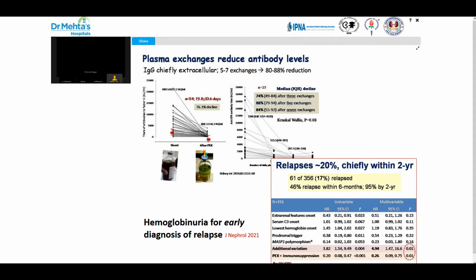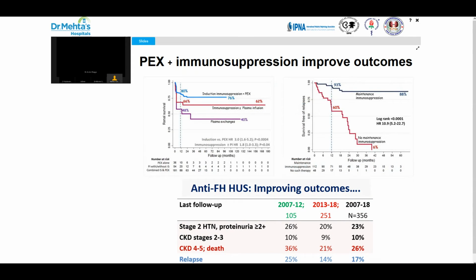What we also showed, in our large nationwide series, is that the therapy of antifactor H autoantibodies really comprises plasma exchanges with immunosuppression. So it's a combination that improves outcomes. As you can see in the left Kaplan-Meier, the best outcomes were seen in patients who received induction immunosuppression along with plasma exchanges. If you do not do plasma exchanges, the outcomes are inferior. And if you just rely on plasma exchanges, the outcomes are also not very good. So you really need to combine the two for best outcomes.